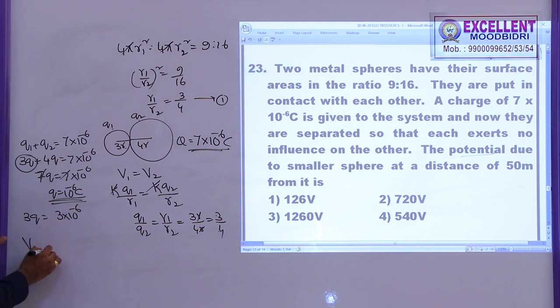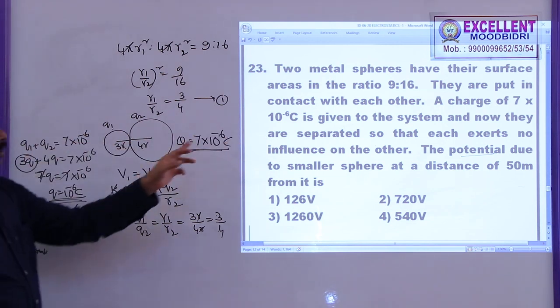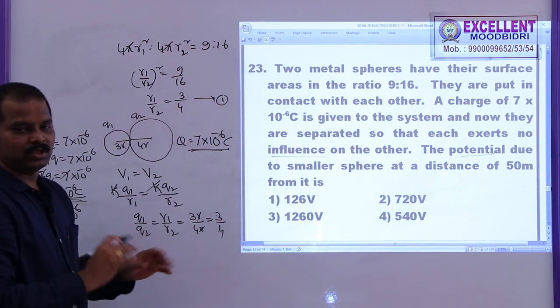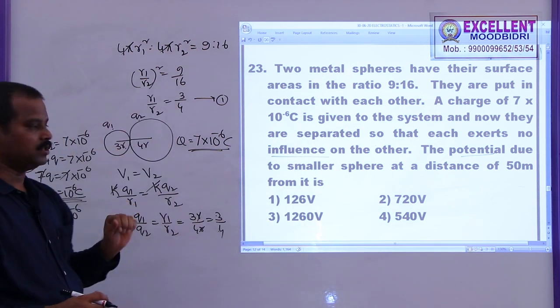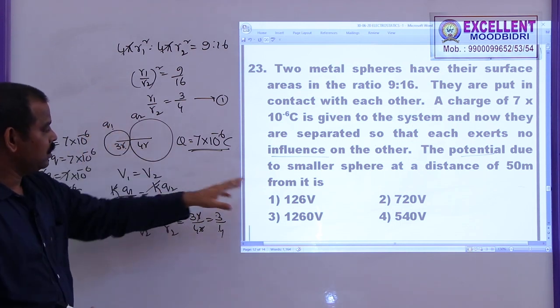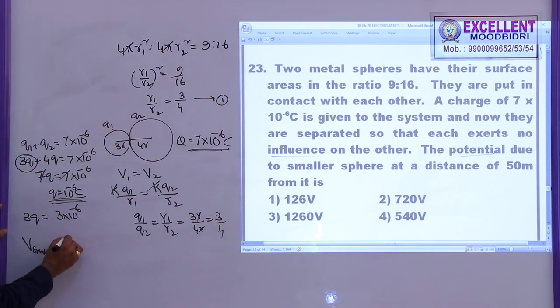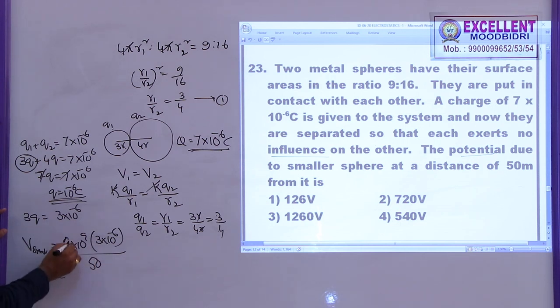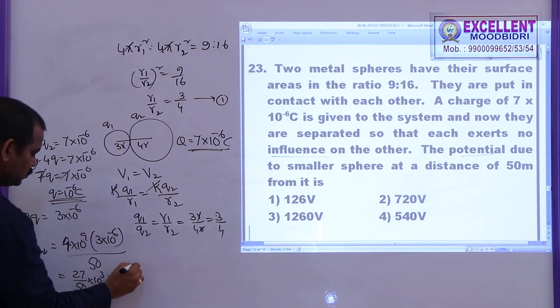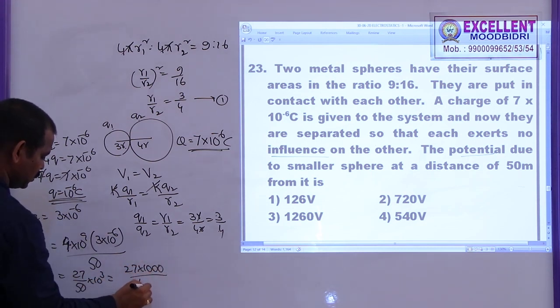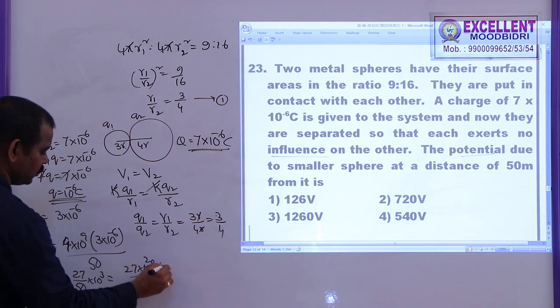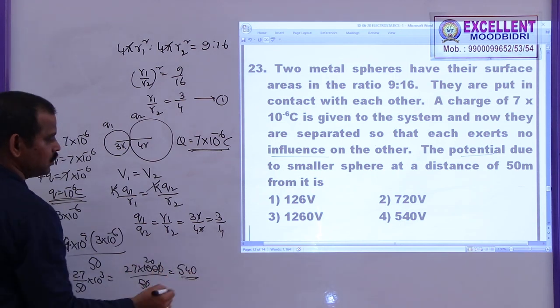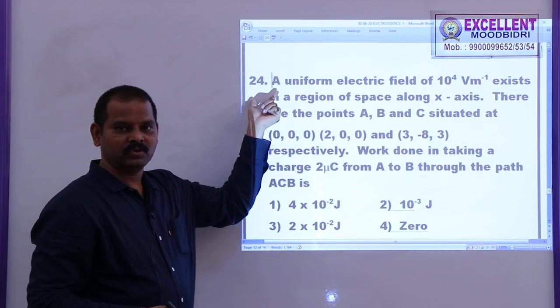Potential due to the smaller sphere. Now they are separated so that there is no influence due to each other. That means this sphere is taken to infinite distance. Now what is the potential due to this sphere at 50 meters distance? So this will be 9 into 10 power 9 times 3 into 10 power minus 6 by 50. 9 times 3 is 27, by 50 into 10 power 3. So this is 27 into 1000 by 50. Cancel fives, twenties. So this is 540 volts. Option 4 is correct.